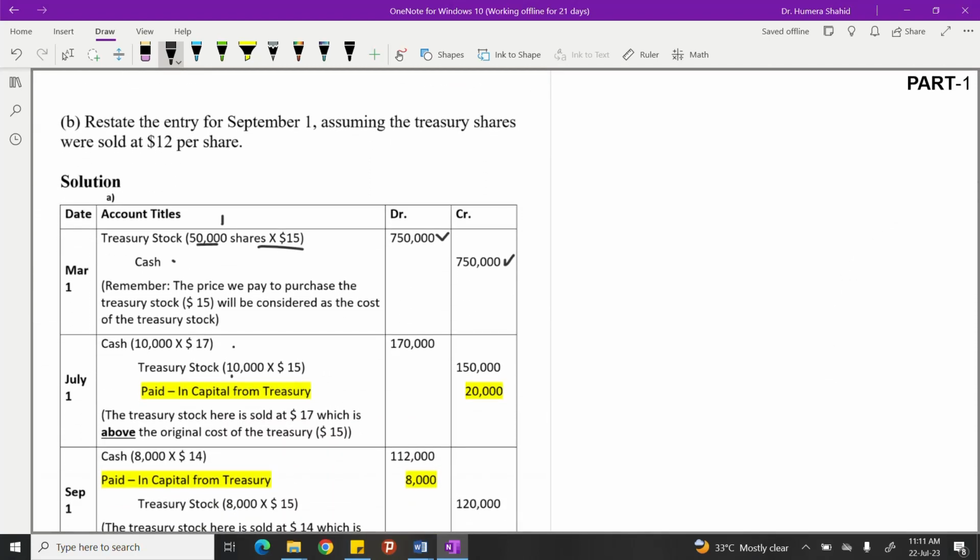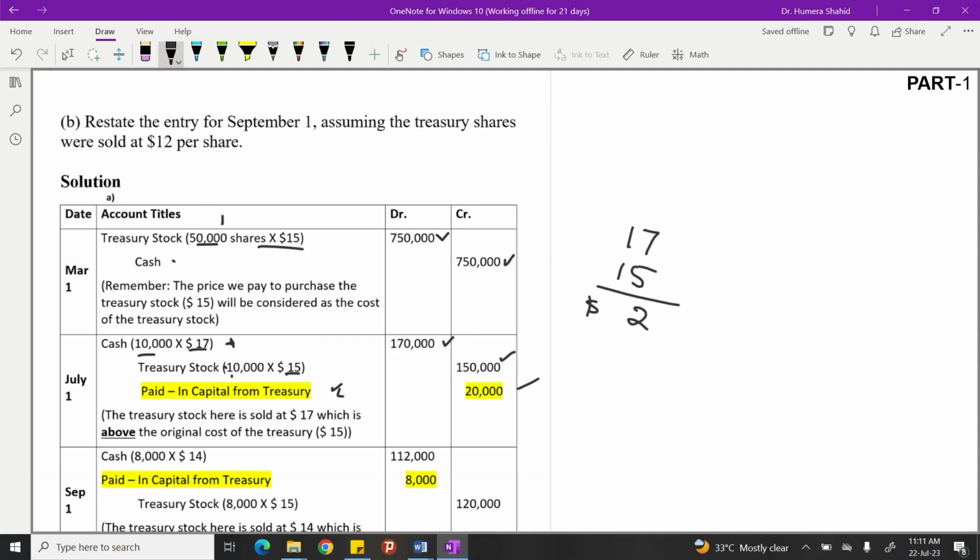So cash gets debit: $17 you are getting for 10,000 shares, that is 170,000. Treasury stock is recorded at its cost when you issue it. So 10,000 shares multiplied by 15, that is 150,000. 17 was the issue price, but the purchase price was 15, so $2 extra you are charging. So that is paid in capital from treasury stock, that is 20,000.